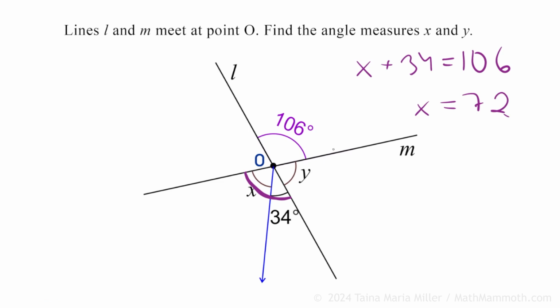How would you solve for y? y and the 106 angle together form a straight line, right? So we have y and 106 forms a straight angle. And from that, then, y equals 74 degrees.